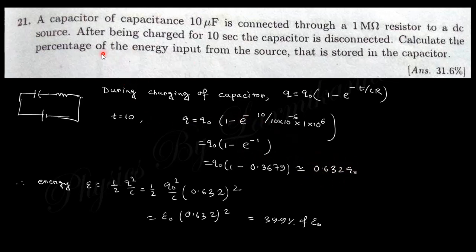So you need to find out the percentage of energy input from this source that is stored in this capacitor. If this were charged fully, then the total energy would be half Q0 square by C, but at this time the energy will be half Q square by C. So put this value Q equal to 0.692 Q0 and square it. So this is 39.9% of the total energy, or the final energy, of this capacitor.